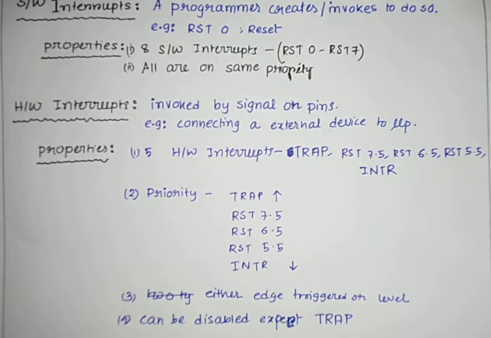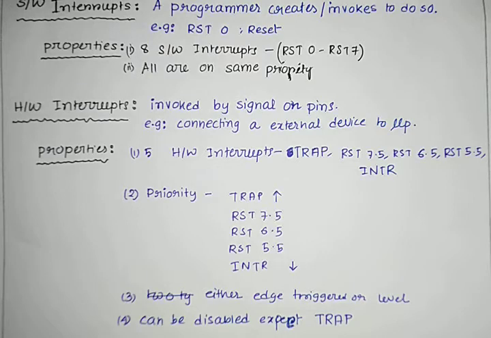If some special condition occurs in your microprocessor, only then trap will get executed. So trap can be disabled, but all the other interrupts I can disable them. Suppose I'm doing some important task. Suppose I'm watching this video and I don't want to get disturbed by any message or call or anything, so I will put my phone on the airplane mode, right?